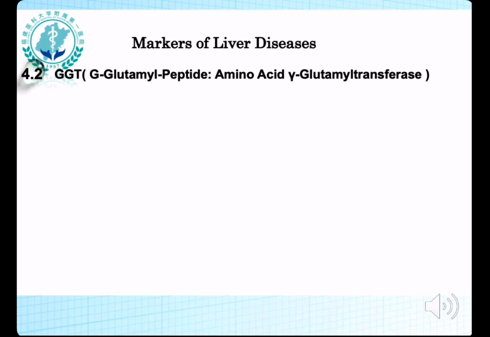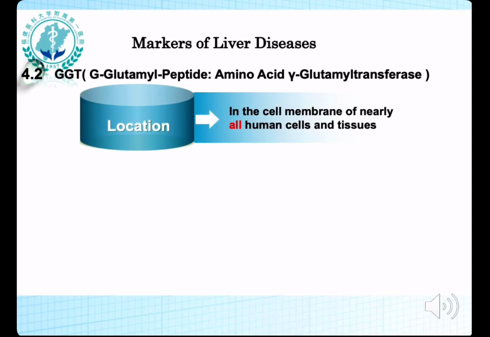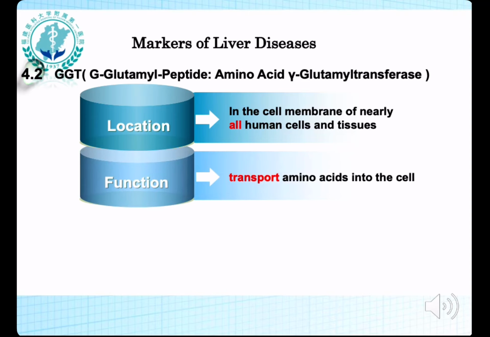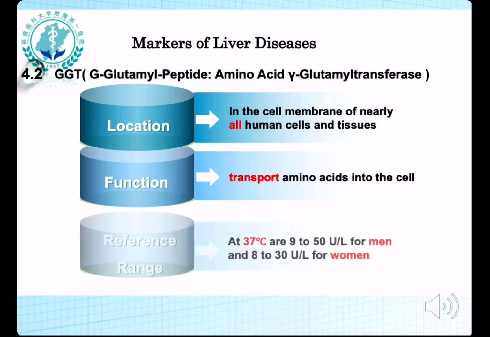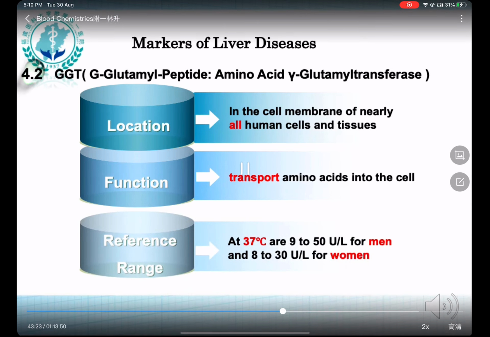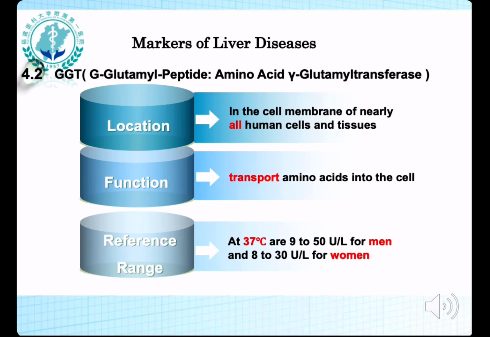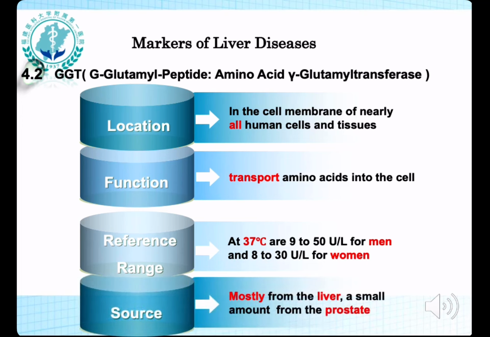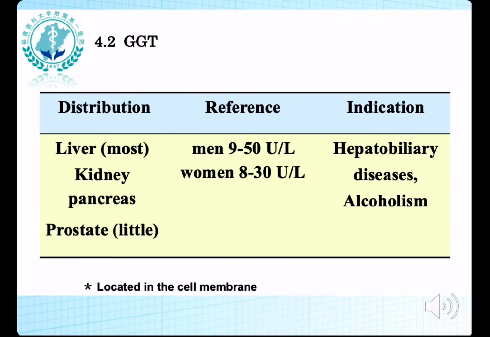The next one, GGT. GGT is located in the cell membrane of nearly all human cells and tissues. The function of GGT is to transport amino acids into the cell. The reference range of GGT is 9 to 50 units per liter for men and 8 to 30 units per liter for women at 37 degrees. It is mostly from the liver and a small amount from the prostate, so it may explain why the reference range for men is slightly higher than that of women. An increased level of GGT is an indicator of hepatobiliary diseases and alcoholism.